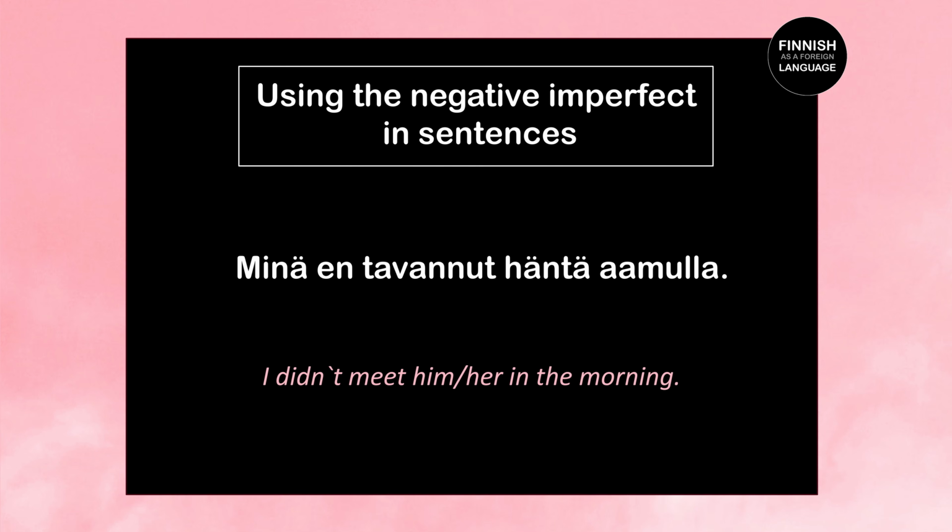Next one. Minä en tavannut häntä aamulla means I didn't meet him or her in the morning. So minä en tavannut is the first person singular negative imperfect of the verb tavata, which means to meet. Häntä is the partitive of hän, and aamulla means in the morning. So let's repeat. Minä en tavannut häntä aamulla. I didn't meet him or her in the morning.